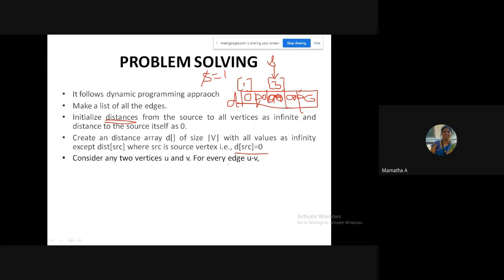Okay. Now, once you have created all this D array, you should take every edge that you have listed, UV. For every edge UV, I have to compute two things. What is that? If dV is greater than du plus weight of the edge UV. Can anybody tell me what is this dV? What does dV indicate?